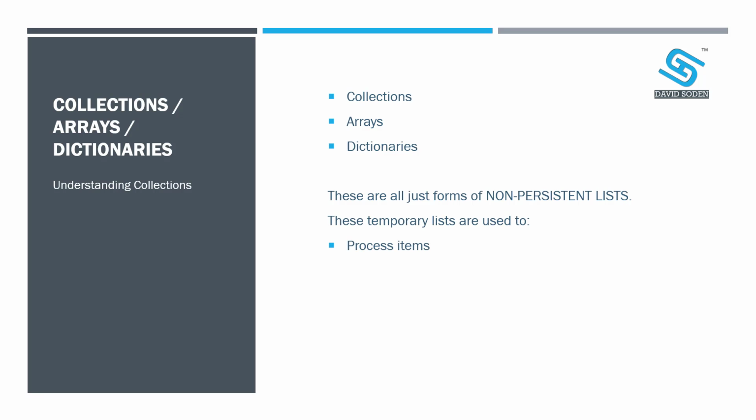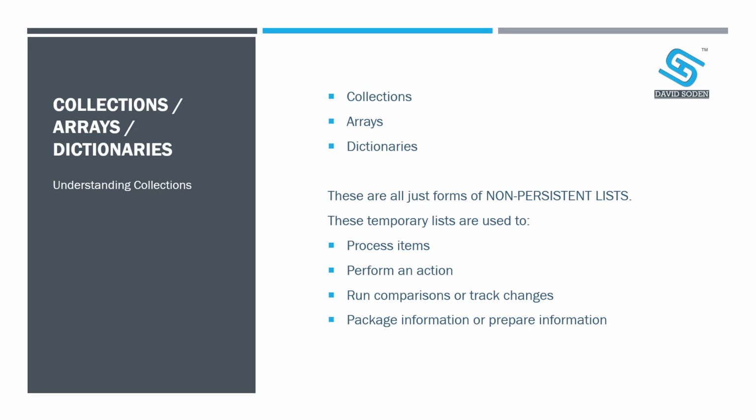All right, so we talked about all of that information. These lists, again, are temporary. They're used to process items, perform an action, run comparisons, or track changes. Something you might use a collection for is reading information from a database but storing it in a collection. As the information is being used, the user makes changes not to the back-end database, but to the collection. At some point, they may want to write the information back to the database, so you'll run a comparison about what's exactly changed and update those records and/or field values based on those changes.